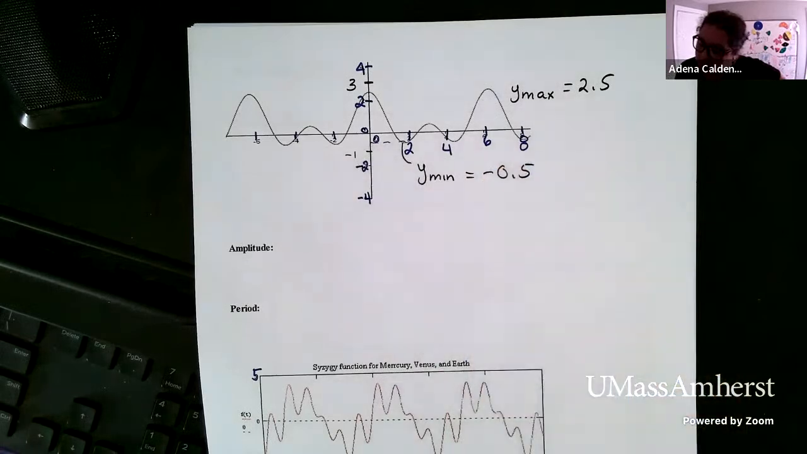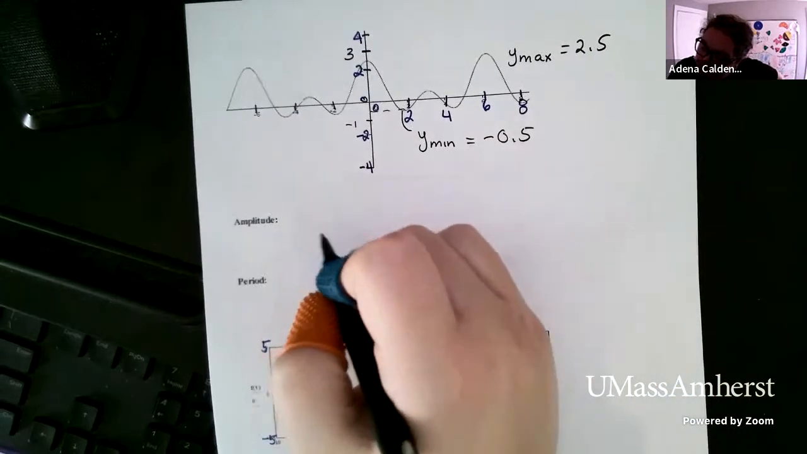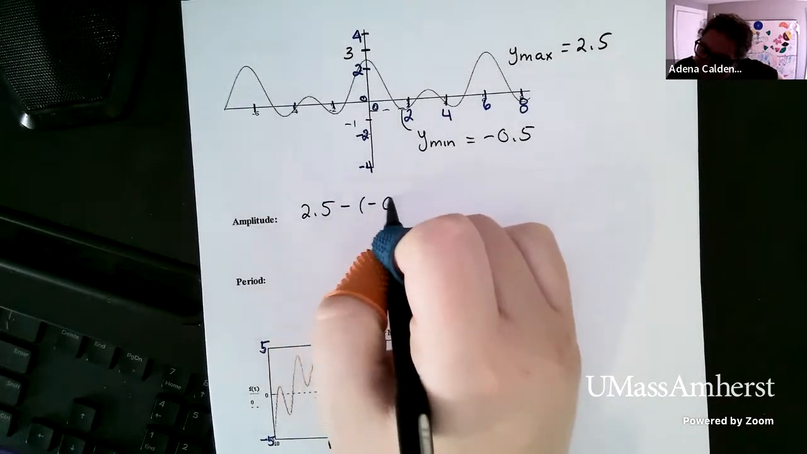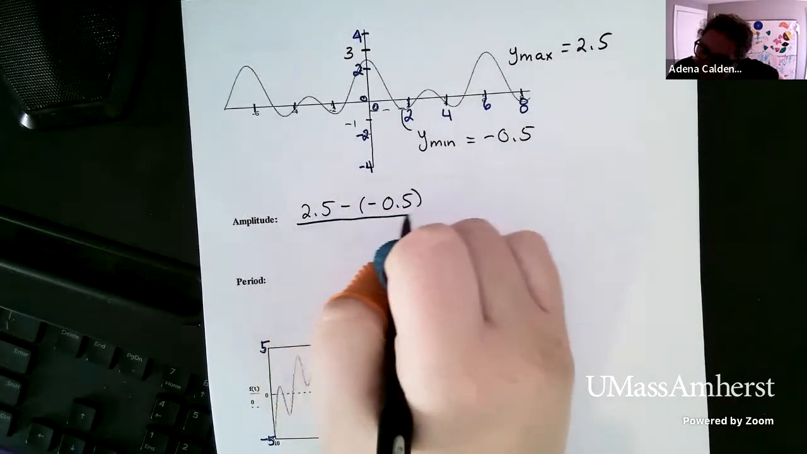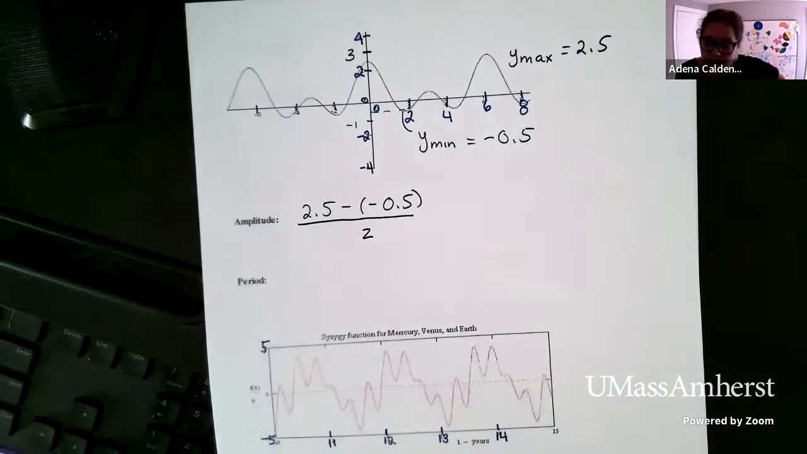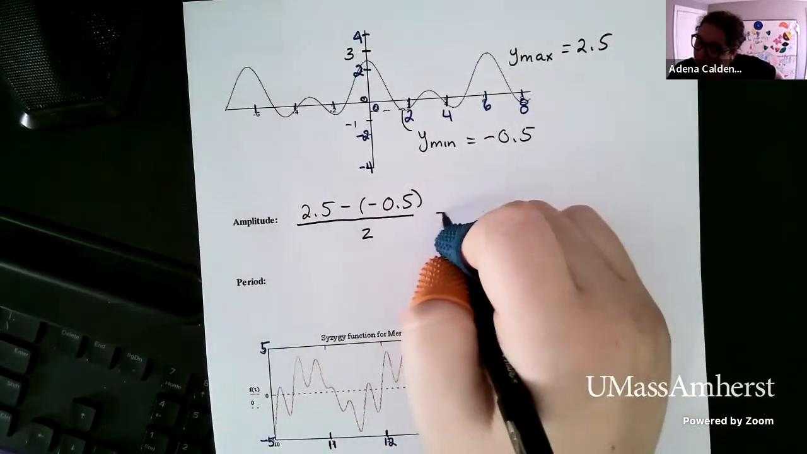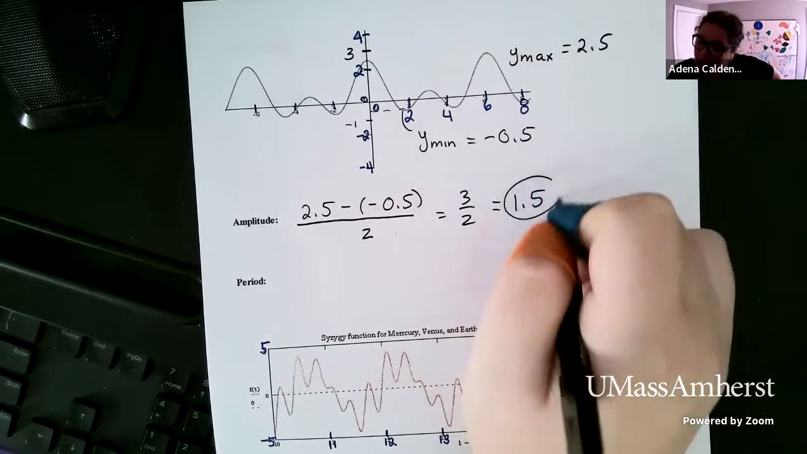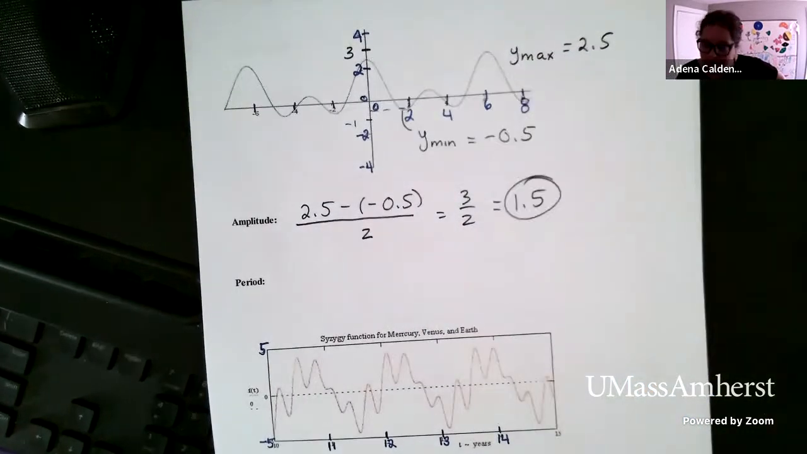Okay, so hopefully you're in that range, right? Somewhere between 0 and negative 1. So to calculate the amplitude, we're going to do 2.5 minus negative 0.5 divided by 2. So again, be careful with the negatives. So this is 3 over 2, which gives me an amplitude of approximately 1.5.